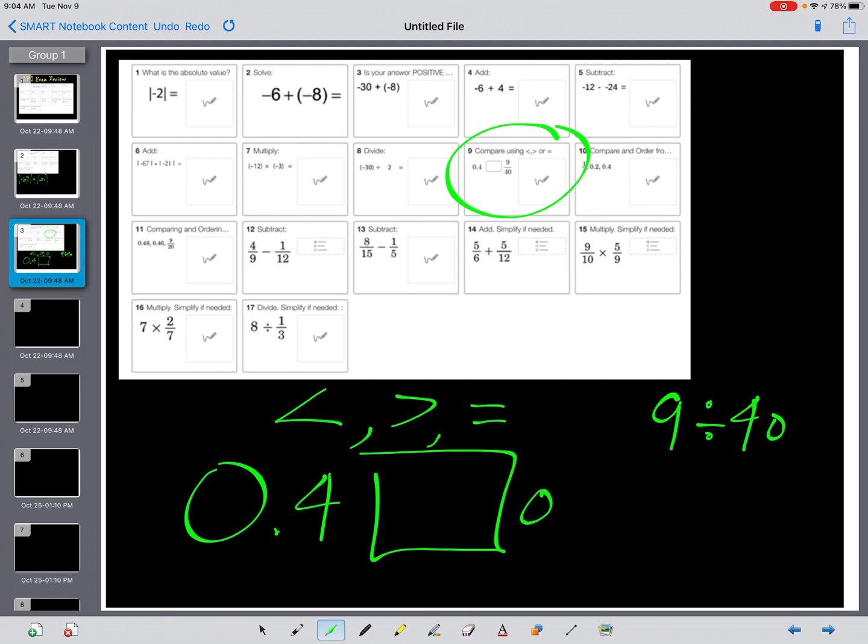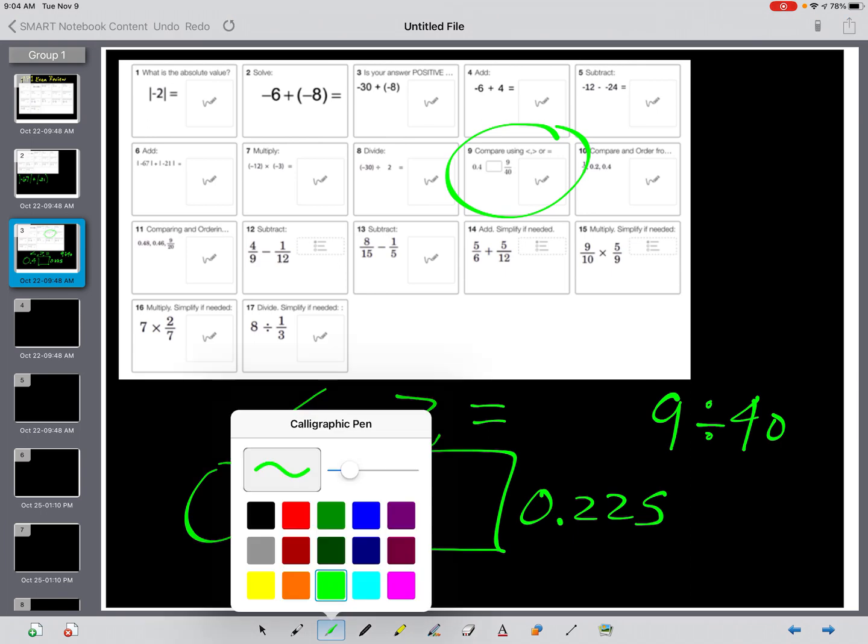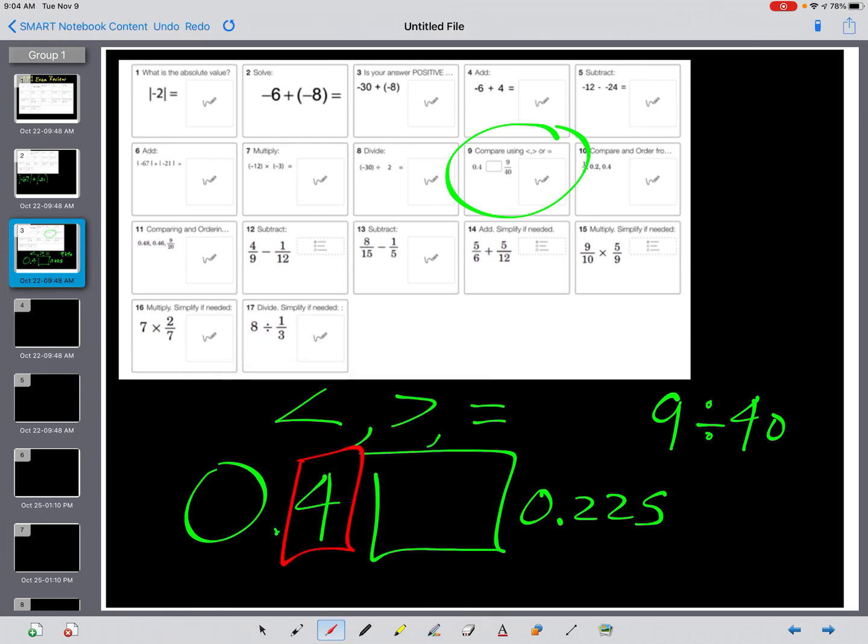So really you have 0.225. So 0.4 is larger than 0.225 because we have 4 in the tenths place and you have 2 in the tenths place for that one. So we would want to use the greater than symbol for that.